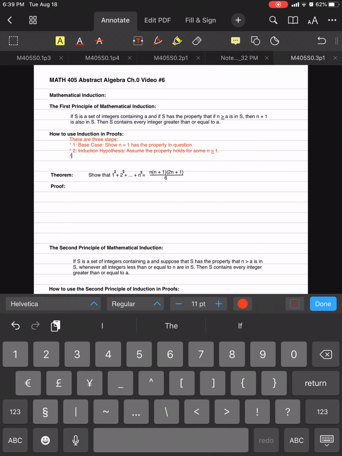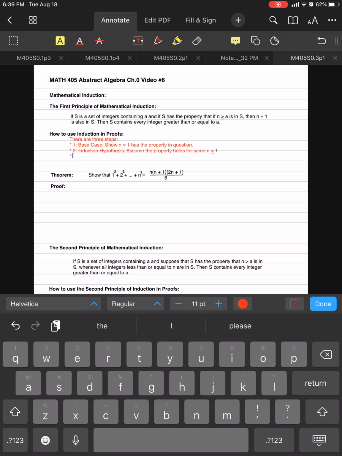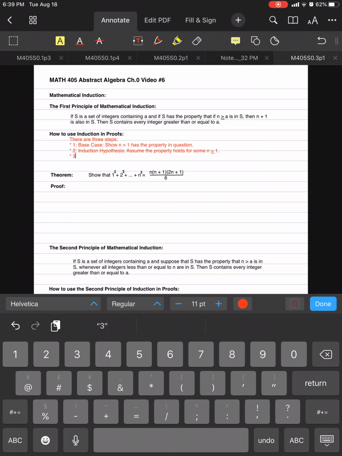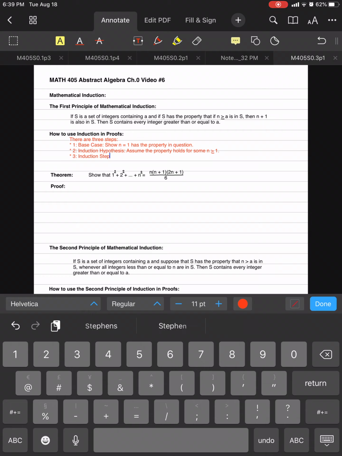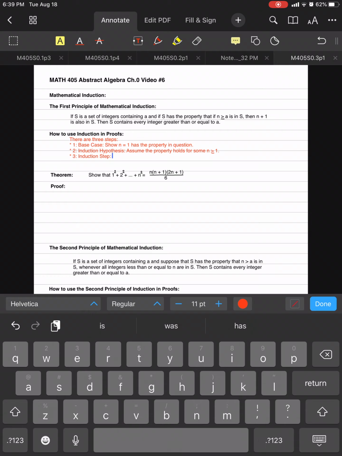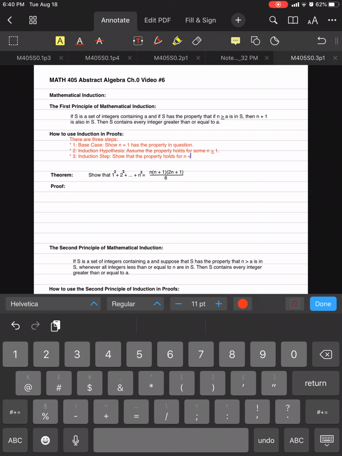And finally, what I call the induction step. I think that's standard terminology, but if not, it's fine. The induction step: show that the property holds for n plus 1.